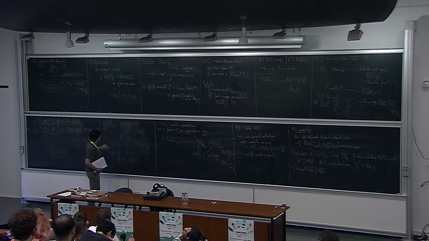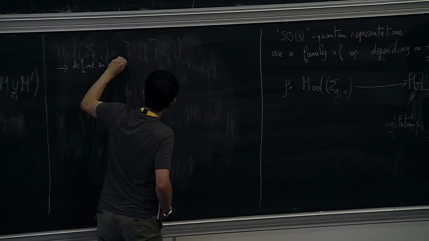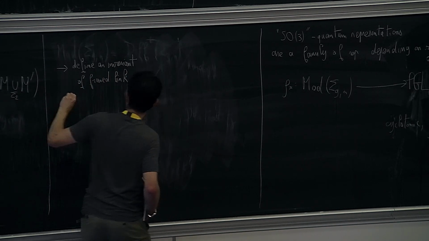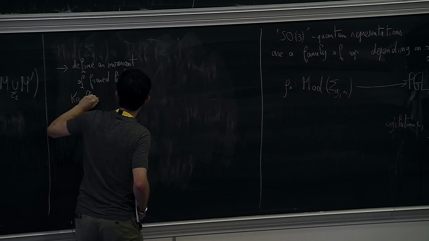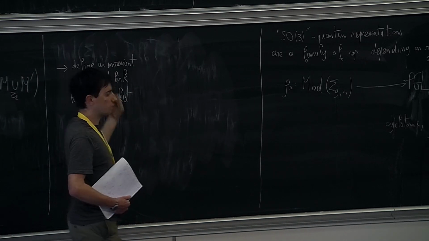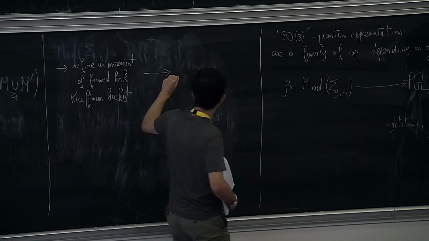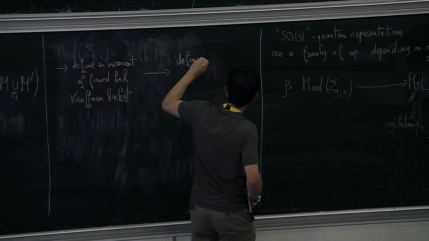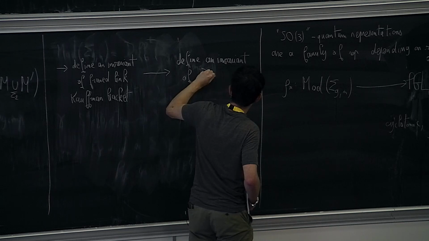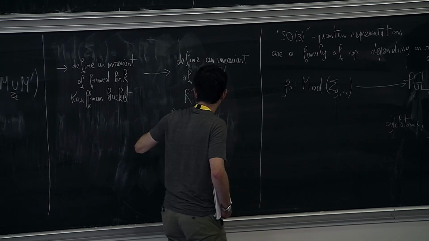We'll have to first define an invariant of framed links, which is called the Kauffman bracket, and which is, if you heard that word before, closely related to the Jones polynomial of links. It's just a framed version. And out of that, using this invariant of links, we will find an invariant of 3-manifolds. This is the invariant that I was writing here, the invariant RTR of M, which is the so-called Reshetikhin-Turaev invariant.